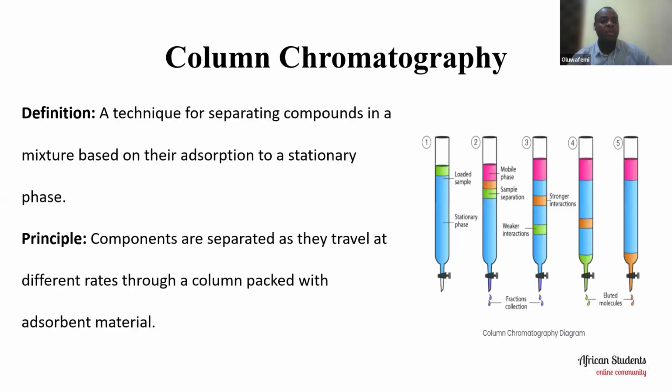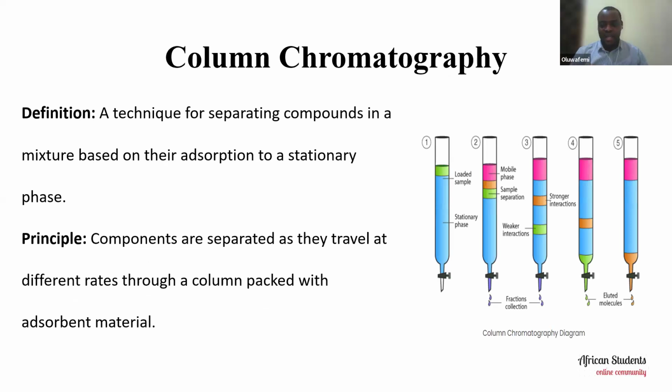All right, so we move to the next one, very similar to paper chromatography, but a bit different because the mode of operation is a bit different, and we call it column chromatography. Column chromatography is simply a technique for separating compounds in a mixture based on their adsorption to a stationary phase. So for this one, you will have what we call a stationary phase and then a mobile phase, you understand?